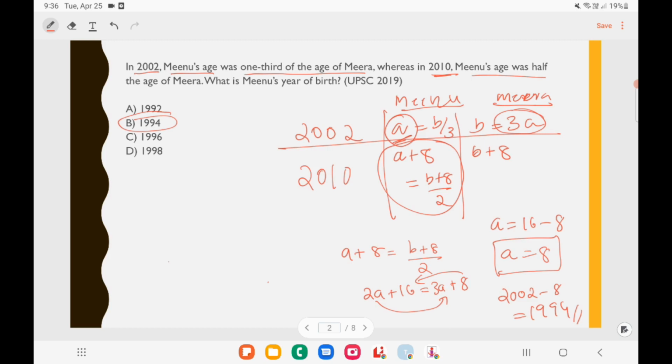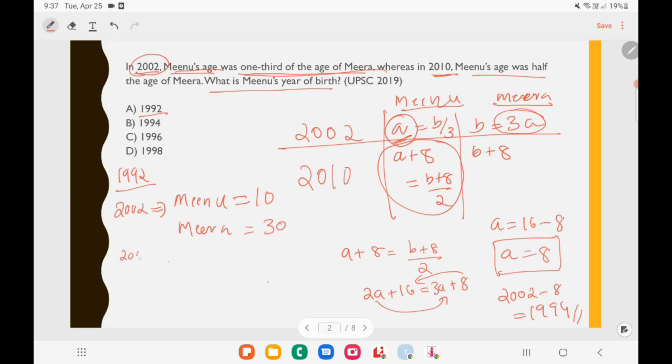The question is, what is Meenu's year of birth? First assume that option A is the right answer. We will put in different options and see which one is correct. Just take 1992 first. Let's assume that Meenu was born in 1992. In 2002, it is 10 years after, so Meenu's age will be 10. Meera's age in 2002: the question says Meenu's age is 1/3 the age of Meera, so Meera's age will be 30, because 30 by 3 is 10.